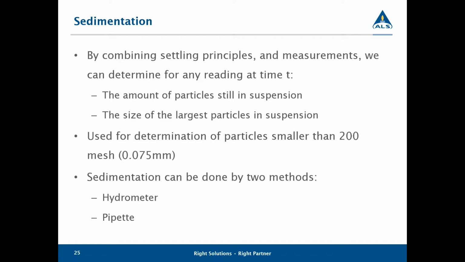For the amount of particles still in suspension, there are two different techniques for establishing that. The first one is the hydrometer. The more particles in the solution, the more dense the solution, so the hydrometer will sit higher in the solution. We can measure that. The second method is the pipette method, where we actually remove a subsample of the suspension and measure it gravimetrically after drying.